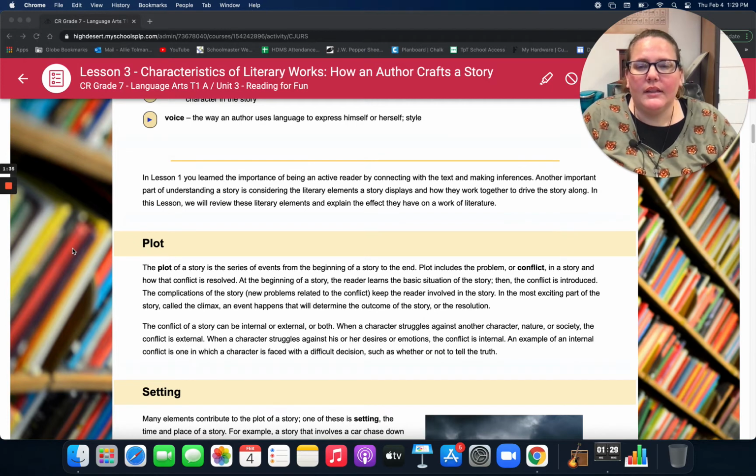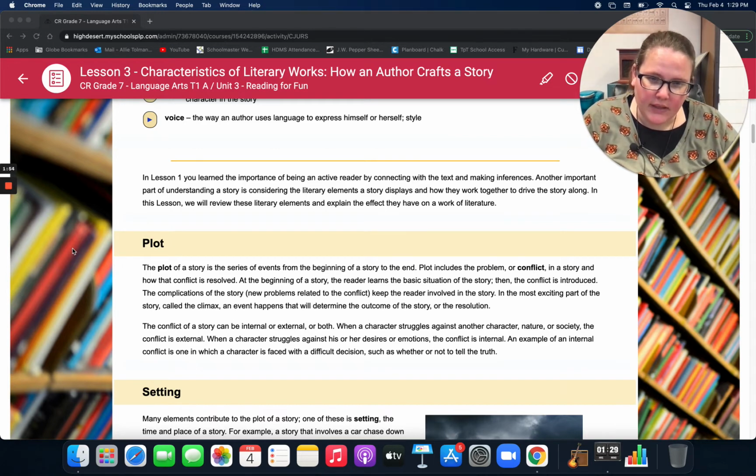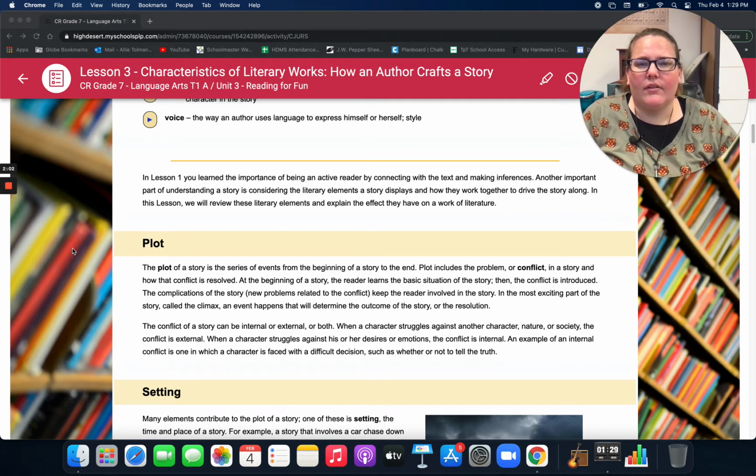In Lesson 1, you learn the importance of being an active reader by connecting with the text and making inferences. Another important part of understanding the story is considering the literary elements of the story, considering the literary elements the story displays, and how they work together to drive the story along. In this lesson, we will review these literary elements and explain the effect that they have on a work of literature.